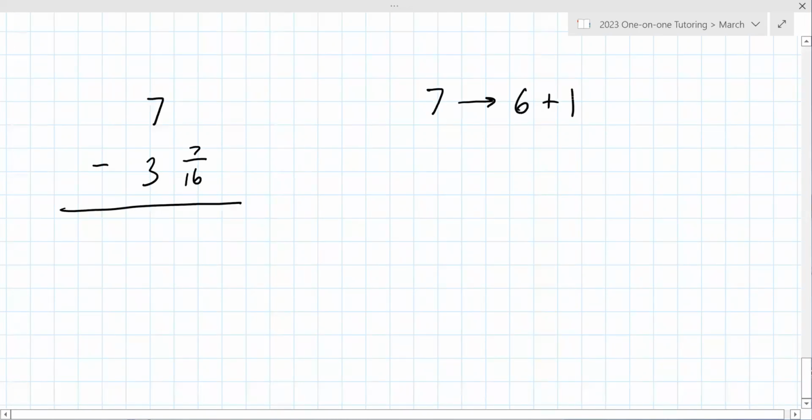Okay. All right. Let's go 7 minus 3 and 7/16. Okay. All right. Now, what does the 7 have to become? What does it turn into? It turns into 6 plus 1. 6 plus 1. Good. And we can't write the 1. So what fraction will we make it this time? 16/16 because the 16 is the bottom denominator. That's right. 16/16. Perfect. Now, instead of 7, what should I write down below here? 6, because that's 1 less. Okay. And what about to the right of it? 16/16. Good.